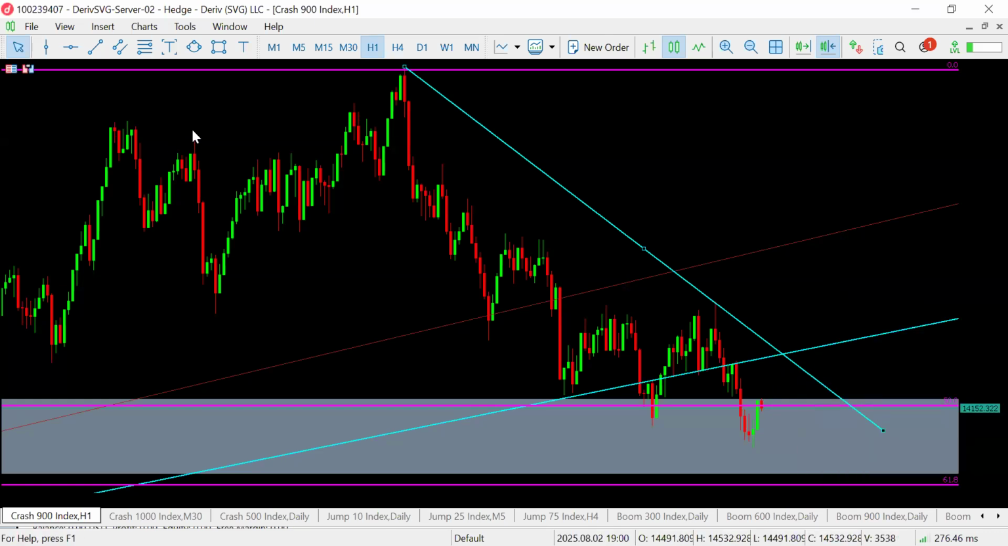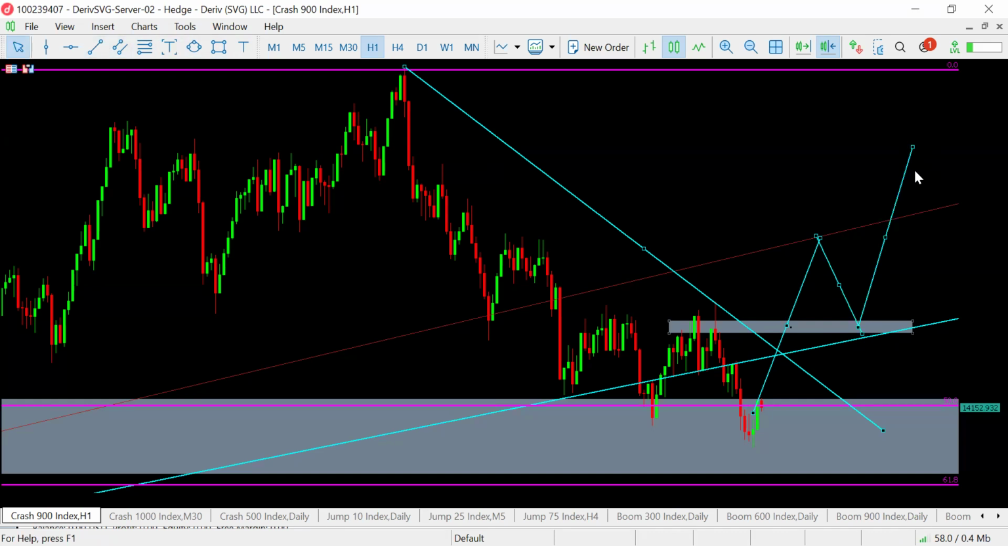Another entry model will be once there's a change of structure. Now we can see that the market has been making lower lows, lower highs, lower lows, lower highs, lower lows. It made a double top here and then also came here to make a lower high. So immediately price is able to take out the most recent lower high. So if price were to come, break this trend line, take out this most recent lower high, and then probably come back to make a retest, then it will be a good time to take our buy trade.